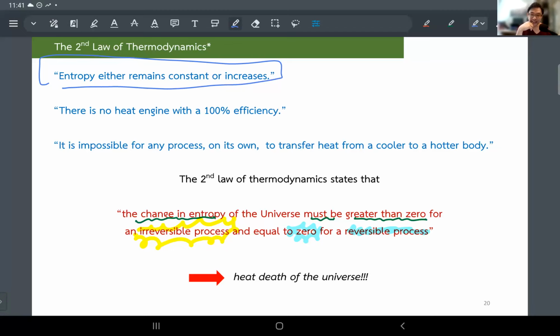Yes, question. What if the space is limited? I mean, if the volume is finitely small, can the entropy increase? What if I keep shrinking the universe? Can the entropy still increase? Okay, maybe. All right, I'll explain this to the rest of you guys too.